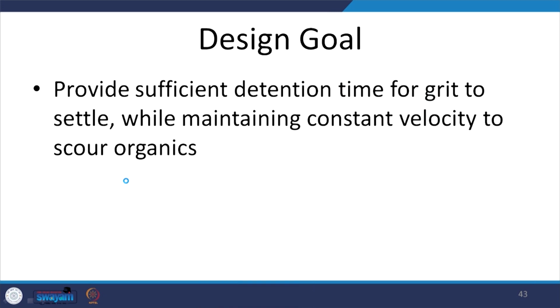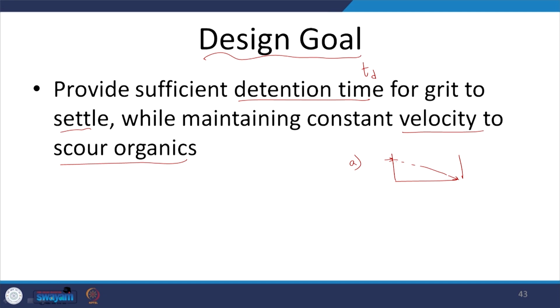So, design goal: what are we trying to do, and how are we trying to do that? We want to provide sufficient time, which I am going to call detention time, for the grit to settle. Here again gravity is the separation process, while maintaining a constant velocity to scour the organics. So, the issue here is that I need to see to it that the particle that comes in settles down before it goes out. That has to be achieved.